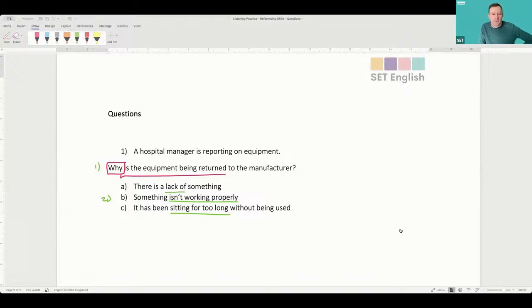We've had it for 4 months, and when we finally installed it, there was a problem.